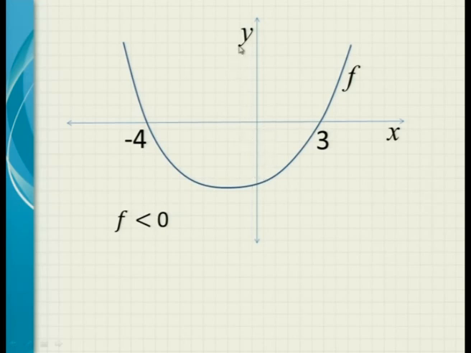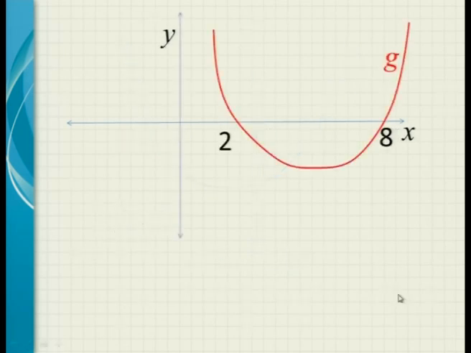Remember the yellow box. The yellow box, the y. I just don't write yellow, I just write y. The yellow box values is below the line. It's between minus 4 and 3. So x is between minus 4 and 3. x is greater than minus 4, less than 3. That area there, f will be less than 0. Another one. This one we call g. Where will g be less than 0? Obviously between 2 and 8. Okay? So between 2 and 8, g will be less than 0.